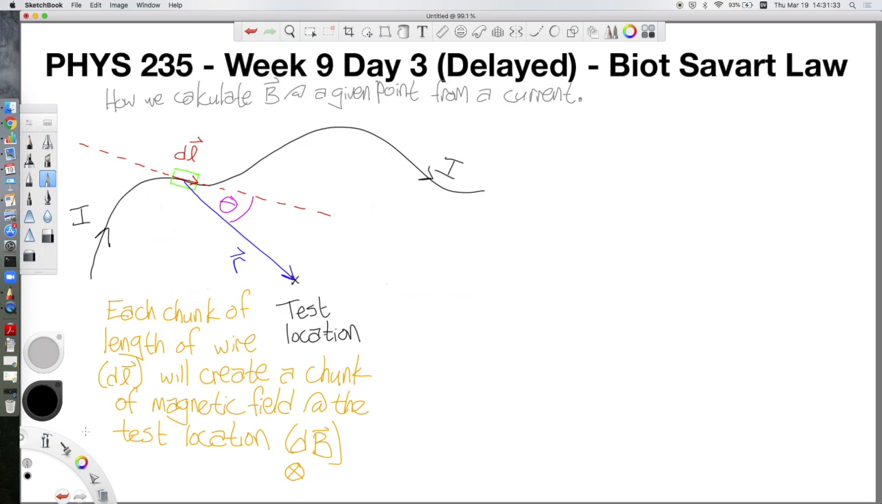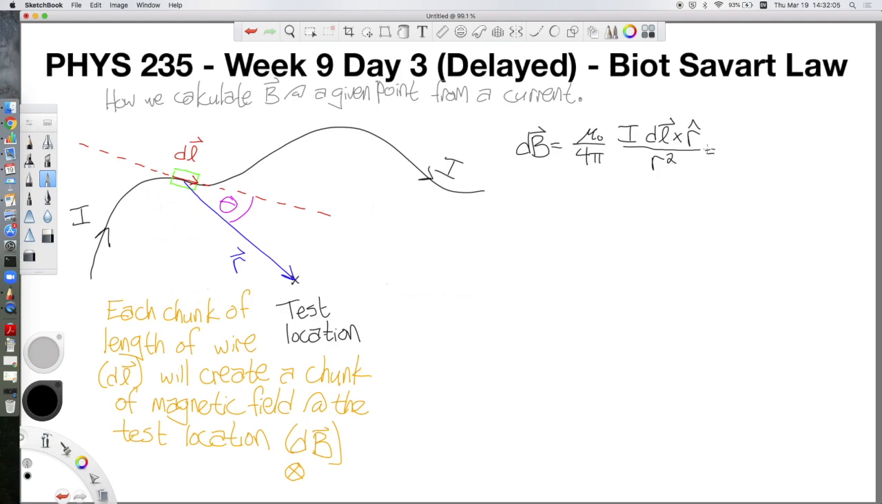So this is the formula we will use for dB. The infinitesimal chunk of magnetic field, or the small chunk of the total magnetic field, is given as some constant called mu naught that I'll define in a second, divided by 4 pi, times I dl cross r hat, divided by r squared.